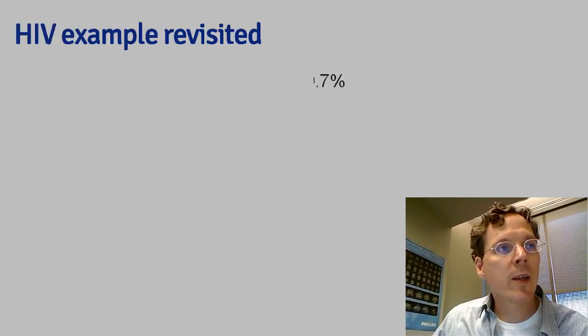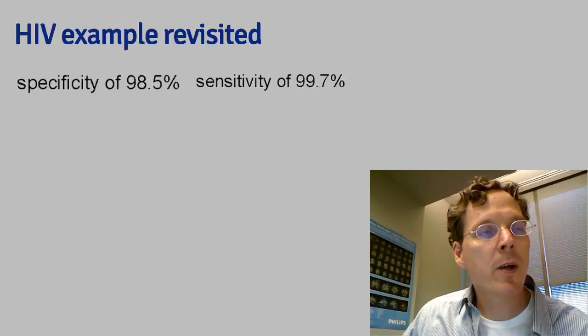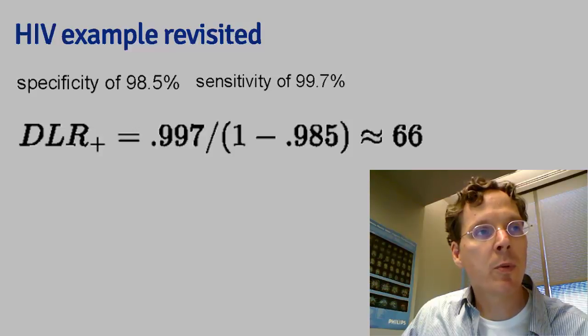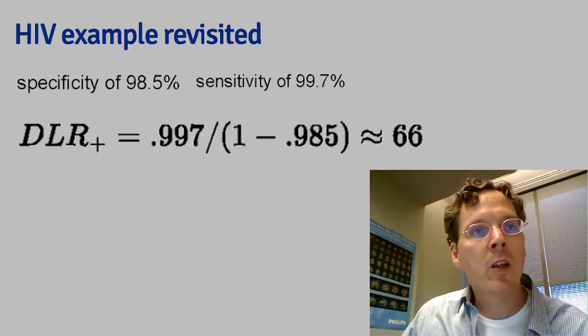So let's go through our example. Suppose that a subject has a positive HIV test. If we calculate using our sensitivity and specificity from before, the diagnostic likelihood ratio works out to be 0.997 divided by 1 minus 0.985, which works out to be 66. In other words, no matter what your pretest odds are, you multiply them times 66 to obtain your post-test odds.